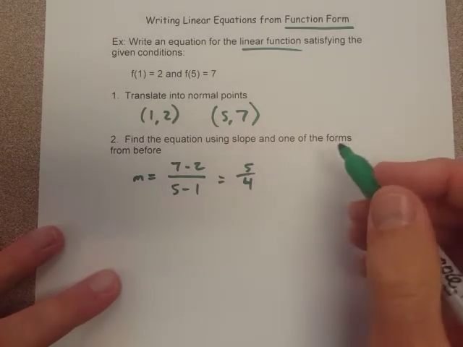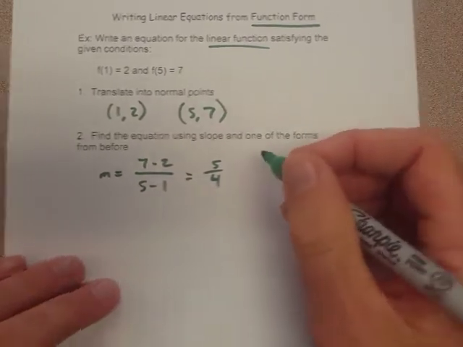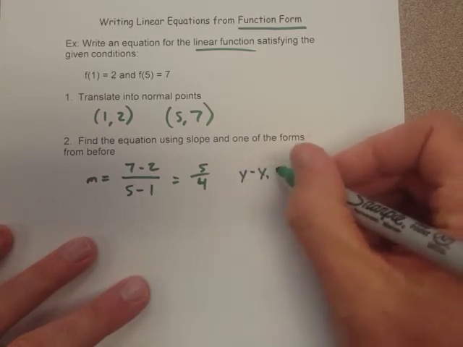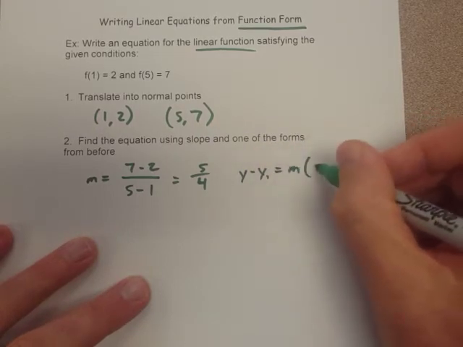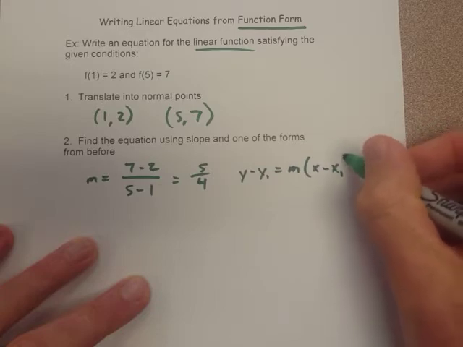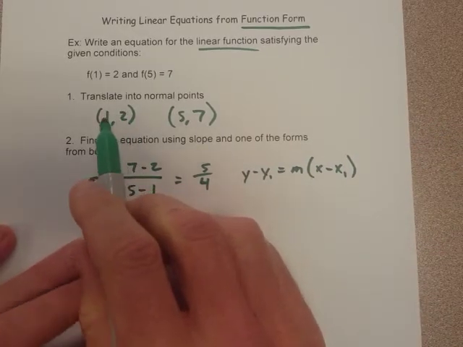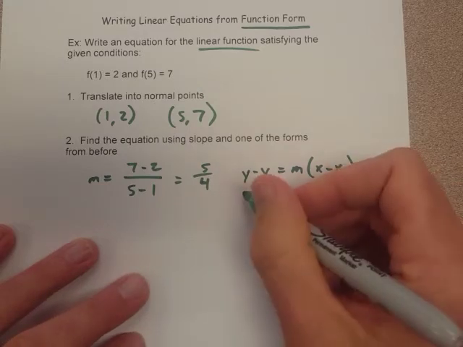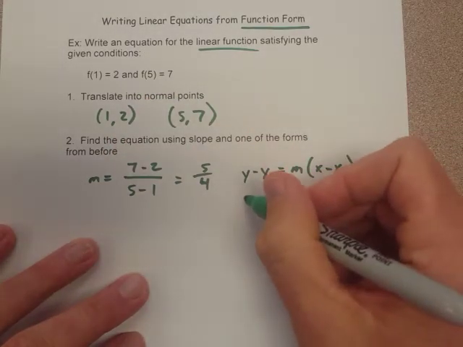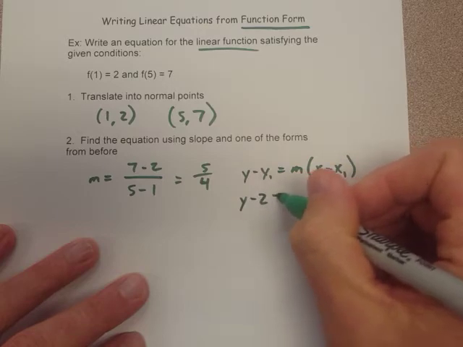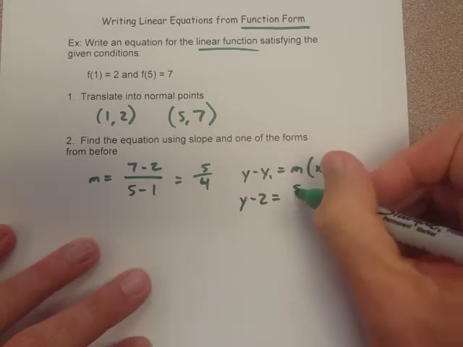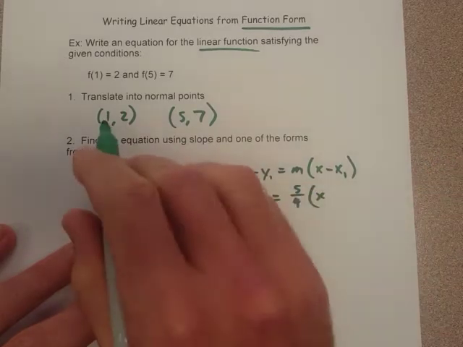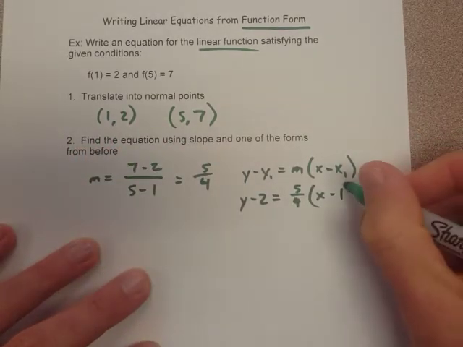Next step is let's plug it into point-slope form. So point-slope form is y minus y1 equals m times x minus x1. I'm going to use the point 1, 2 up here because I feel like that's just the easier point to deal with. So that means I'm going to replace y1 with 2. So I've got y minus 2. Slope we found is 5/4. And then I'm going to replace x1 with 1.